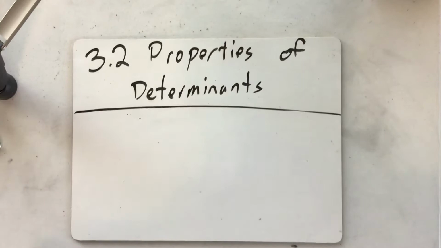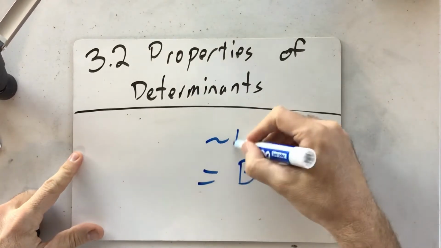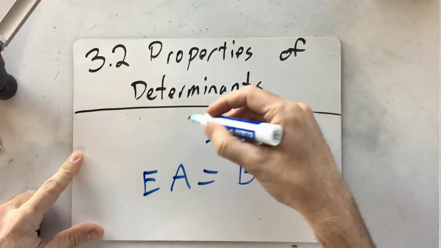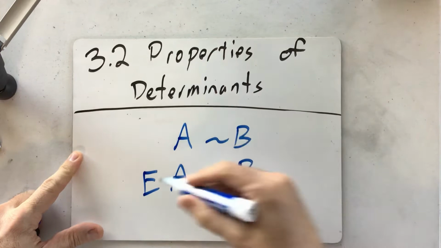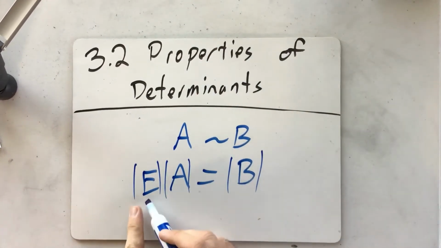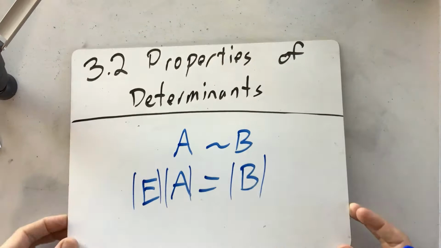But okay, so in short, we're going to think about our second matrix as our first matrix times an elementary matrix. So if A reduces to B, then the determinant of A times the determinant of the elementary matrix gives us the determinant of B. This is the big idea in thinking about this.